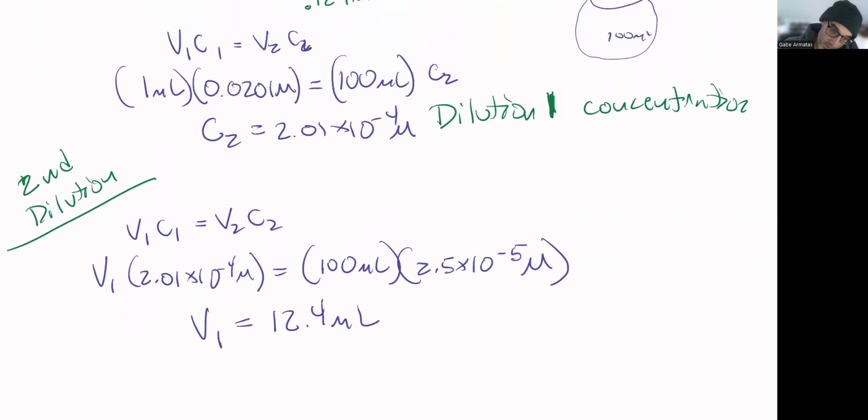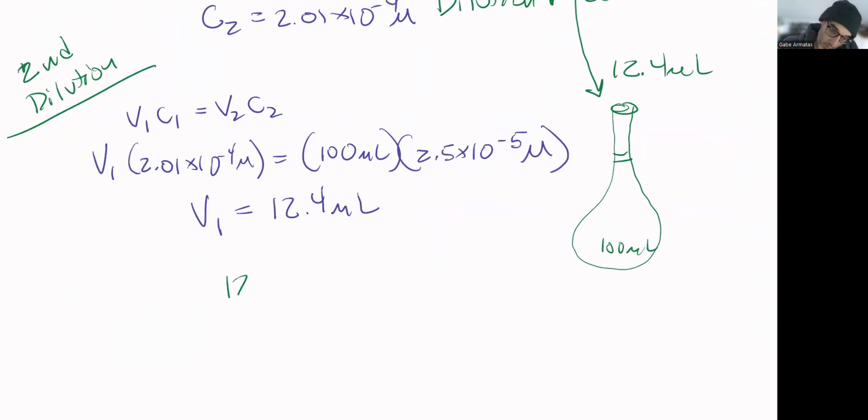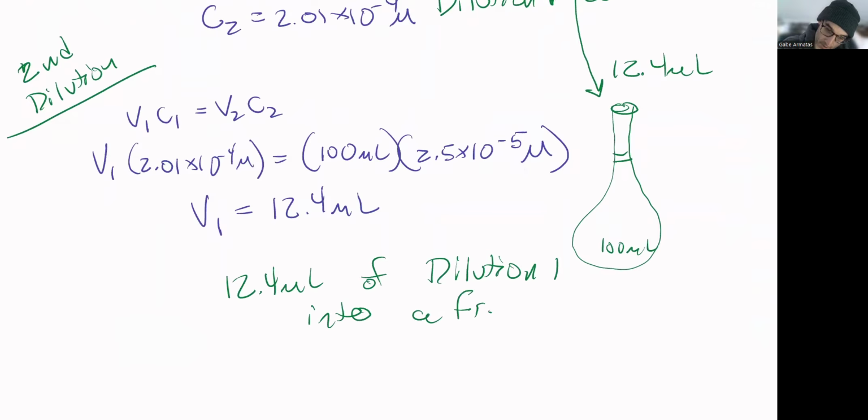So essentially what we're going to do is we're going to take from dilution 1, right? We're going to take 12.4 milliliters. We are going to place it into another 100 milliliter flask. We're going to fill it up to the line, and we have our new dilution. So 12.4 mils of dilution 1 into a fresh 100 milliliter flask.